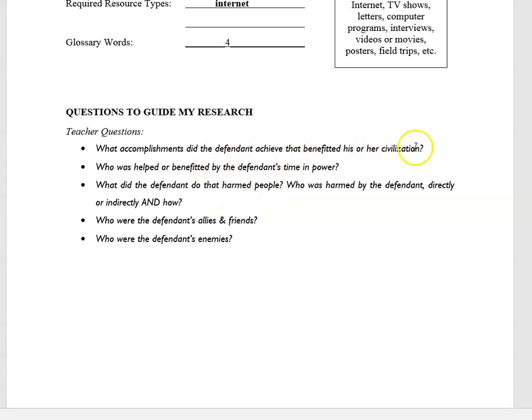You only want to write down the facts, right? What did they do? Who did it help? Who did it hurt? And be specific. Countries, cities, places, people that are specific, right? That's what you want to be writing down. So, how do we take notes?